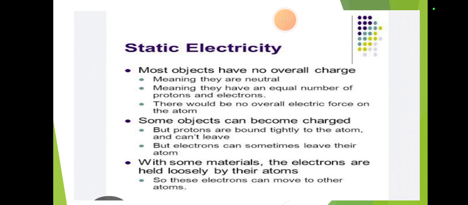Some objects can become charged, but protons are bound tightly to an atom and can't leave. Protons and neutrons are in a fixed position. They can't move from there, whereas electrons can move. With some materials, the electrons are held loosely by their atoms. So these electrons can move to other atoms. They have the ability to move through other items.